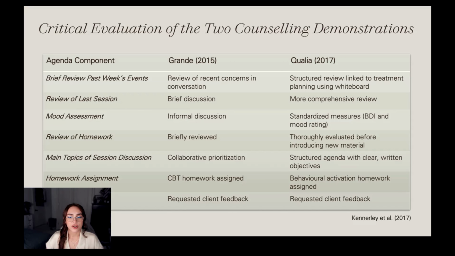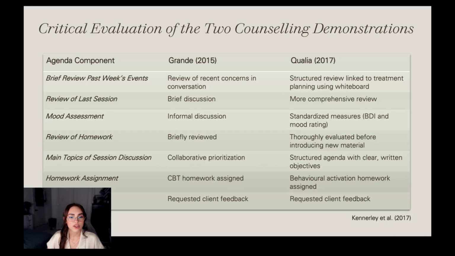After reviewing the 7 agenda setting components outlined by Kennerly and colleagues, I will now examine how Grande's and Qualia's counseling demonstrations implemented these components, in which all 7 were incorporated, but they differed in how they delivered them. Both counselors began by reviewing the client's recent experiences. However, they approached this task differently in the Grande demonstration. The client introduced several concerns, including difficulties at work with her supervisor, challenges related to school, uncertainty about her relationship with her boyfriend, and questions surrounding marriage.